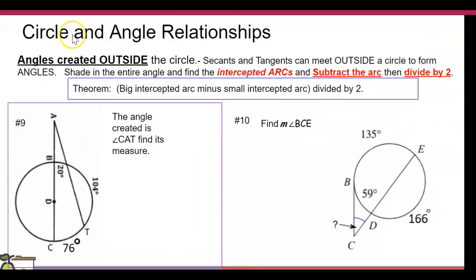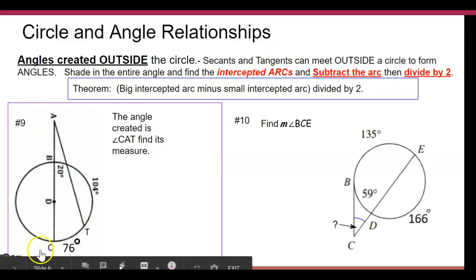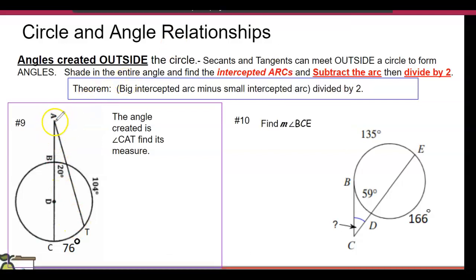Okay, we're going to talk about circle and angle relationships. So angles created outside the circle. So secant and tangent lines can meet outside the circle. See how these two lines go through the circle and they meet outside the circle. They intersect right here outside the circle. And they form an angle. So they formed this angle. Angle CAT is formed.